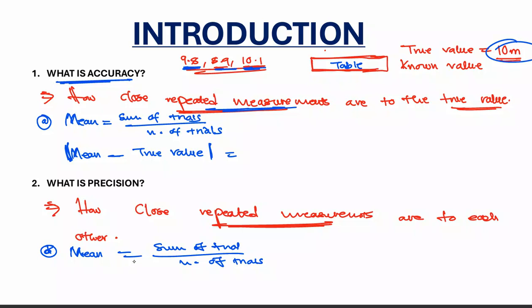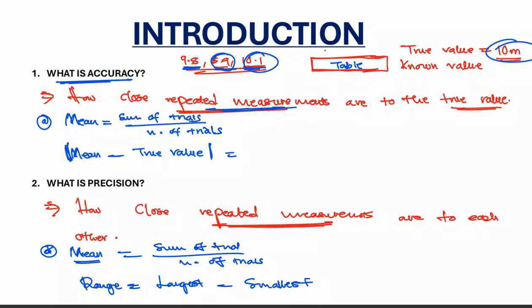Then when it comes to precision, after finding the mean, we want to understand how close the repeated measurements are to each other. So we are going to find the range. The range is just the difference between the two extremes, the smallest number and the largest number. So you subtract the smallest number from the largest number. If this was the data we were given, we would subtract 8.9, which is the smallest, from 10.1.